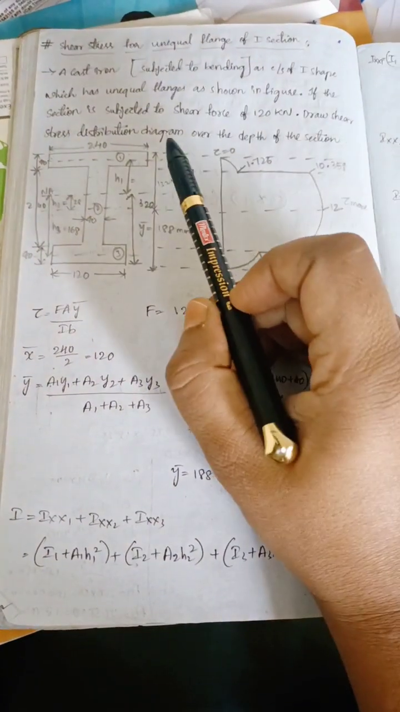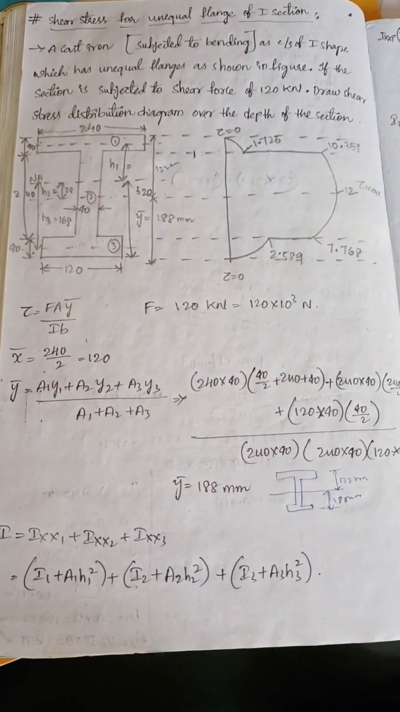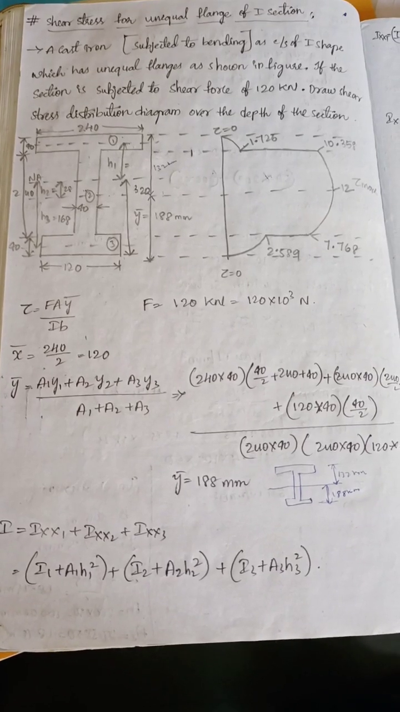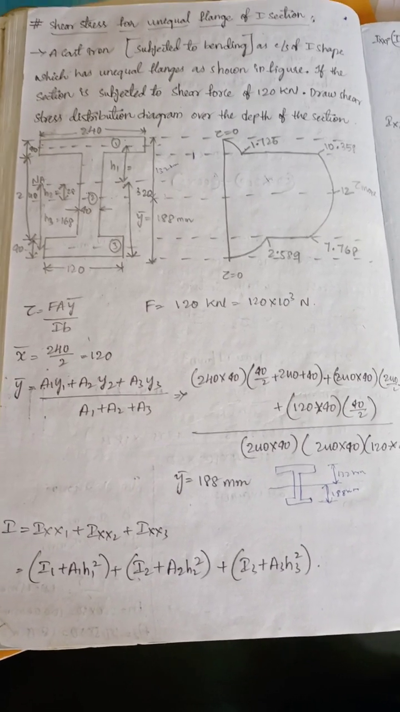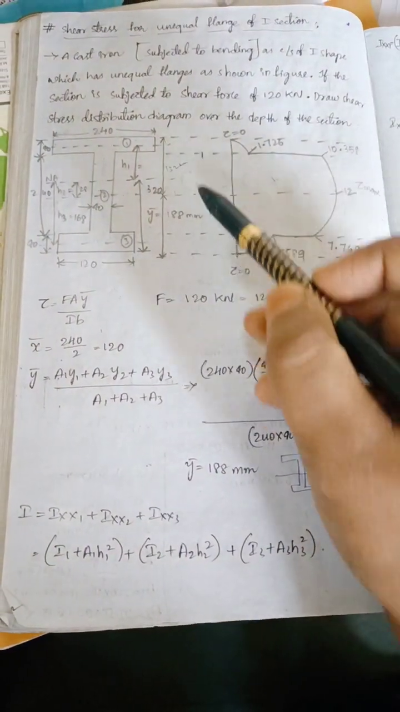Vikas Paul. In this session, we'll discuss shear stress for unequal flanges of I section. So let us see a problem. A cast iron beam subjected to bending has a cross section of I shape which has unequal flanges as shown in the figure. If the section is subjected to a shear force of 120 kN, draw the shear stress distribution diagram over the depth of the section. So we need to draw the shear stress distribution diagram.